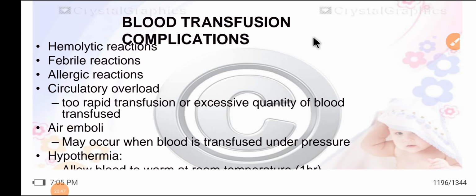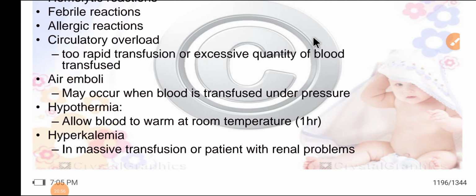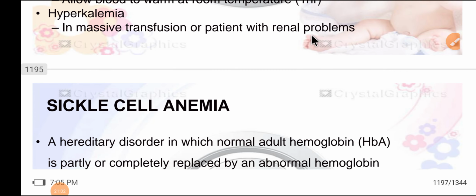Air emboli may occur when blood is transfused under pressure. Hypothermia: allow blood to warm at room temperature for 1 hour. Hyperkalemia and massive transfusion are concerns in patients with renal problems.